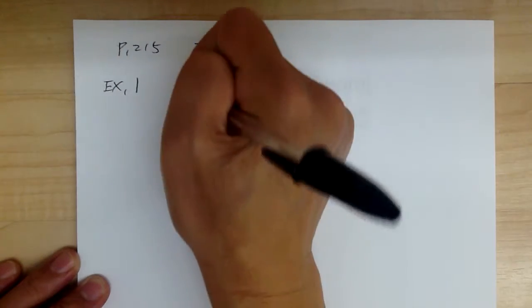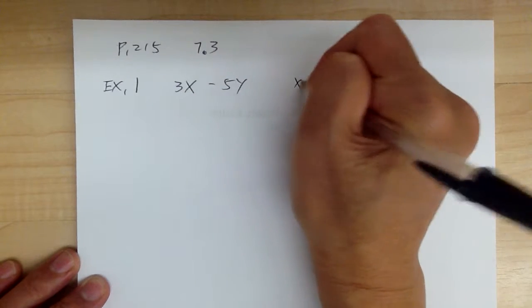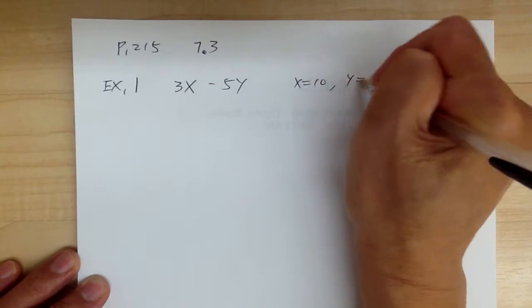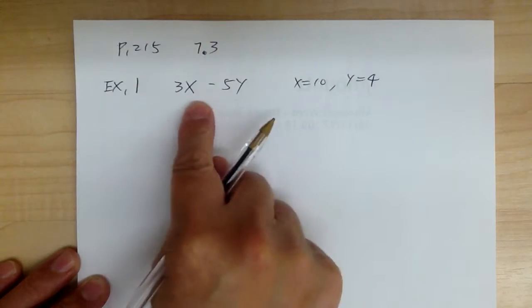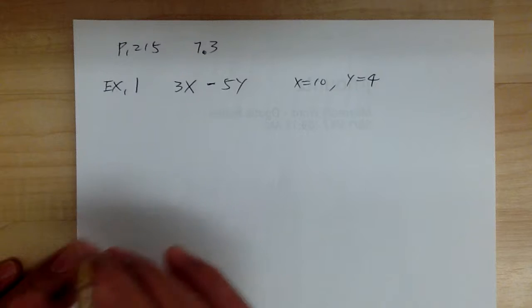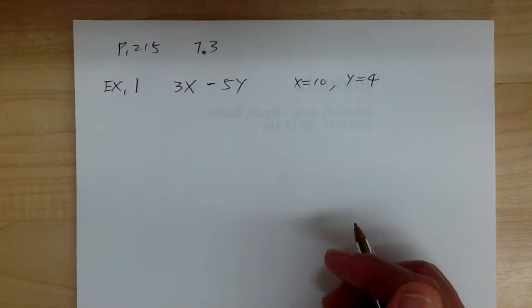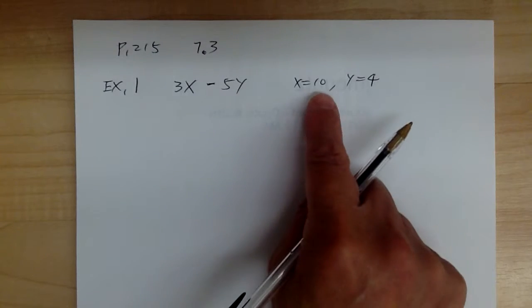So example 1, you have 3x minus 5y, and it tells you that x is equal to 10 and y is equal to 4. So you want to find out what this is equal to, so you substitute. Now whenever you substitute, you always want to put in parentheses. Especially with a negative, it's very easy to make a mistake if you don't put in parentheses. So let's go and substitute.